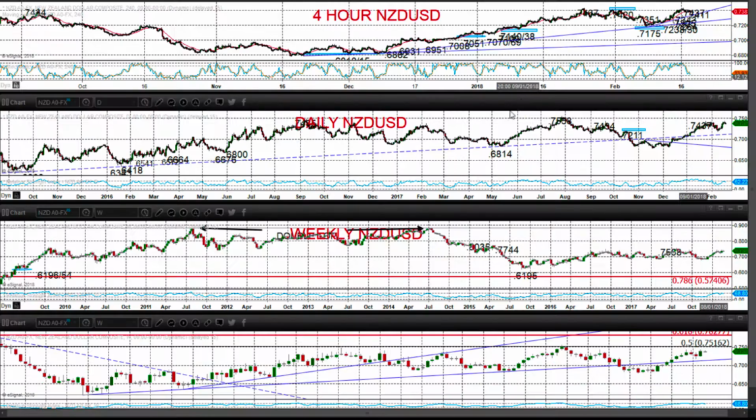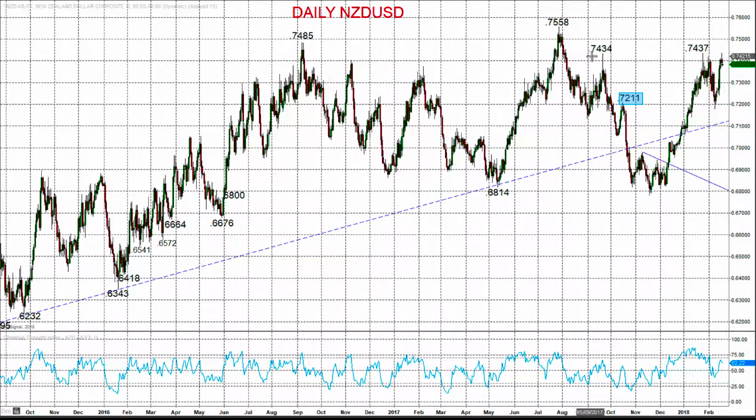And if we go to a bigger chart, a daily chart, we're looking for a push up through 74.37 towards 75.58 and potentially higher through the second half of February and then on into March.